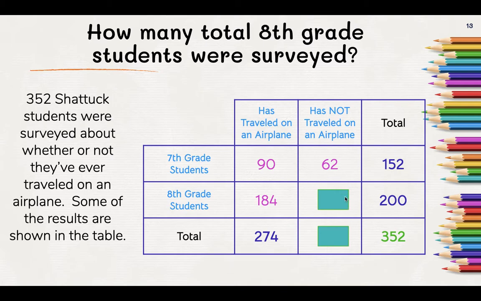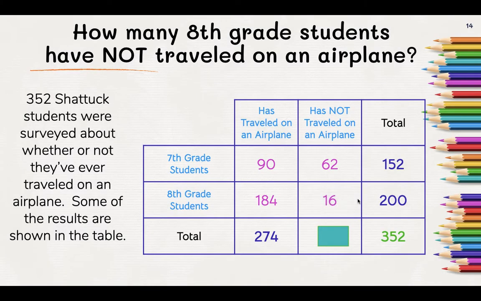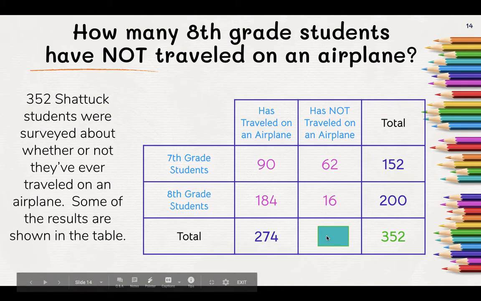Let's look at this square. So there were a total of 200 8th graders surveyed. Of those 200, 184 of them travel on an airplane. So we subtract those and we get 16. And lastly, there's a couple different ways we can do this one. Looking at how many have not traveled on an airplane, we could add 62 and 16. That's one way to get this.